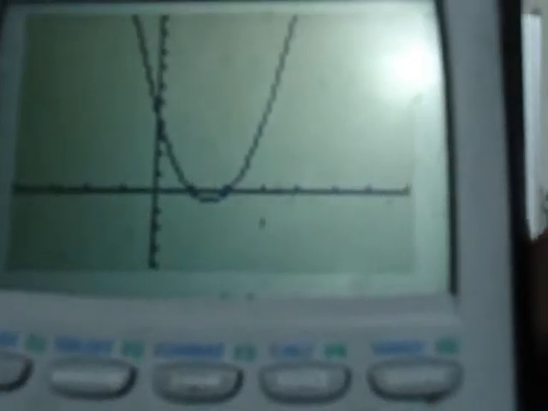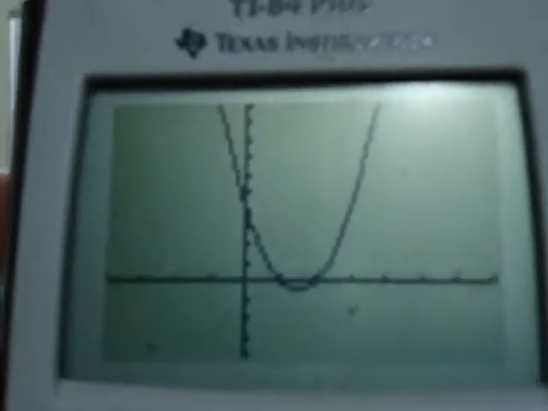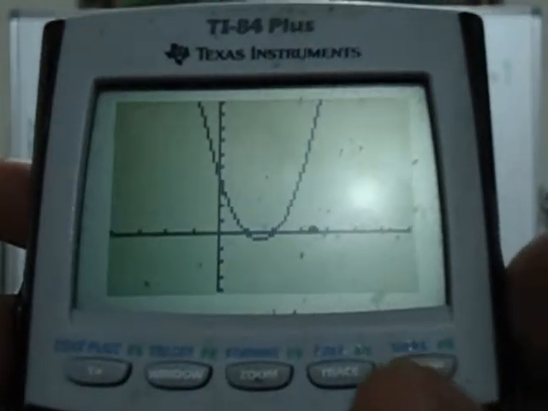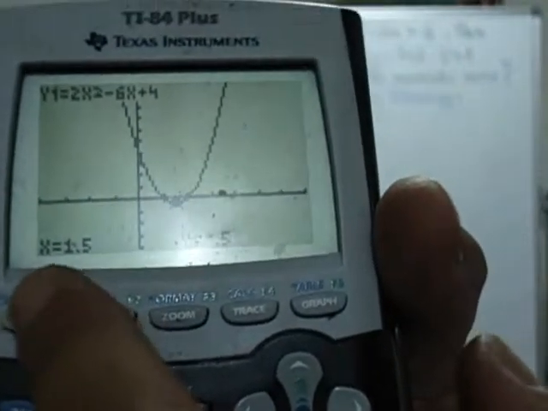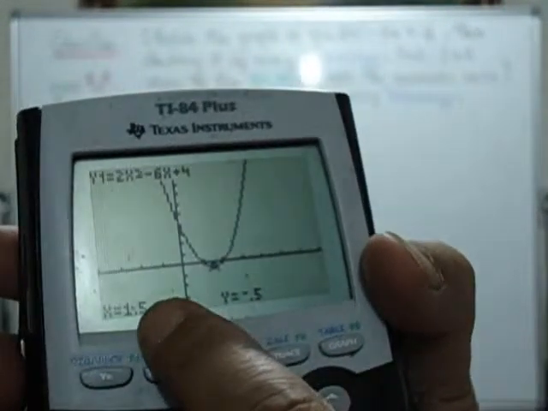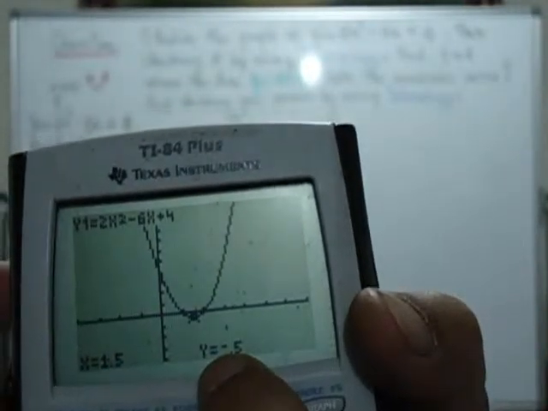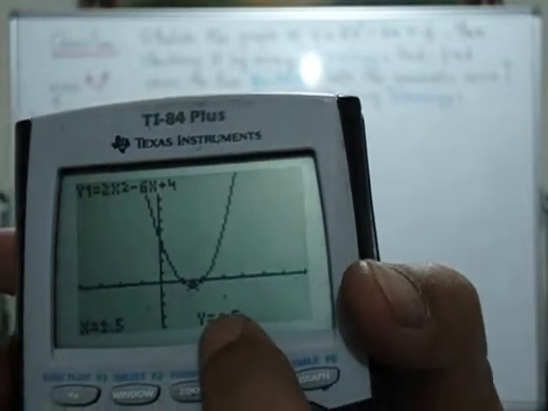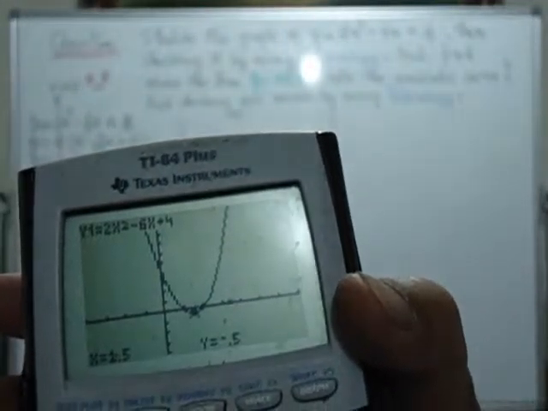You can see that's the graph of the curve. Now if we trace up, we trace right here, trace here. So the vertex is 1.5 and y is minus 0.5, but we check up the y-intercept.